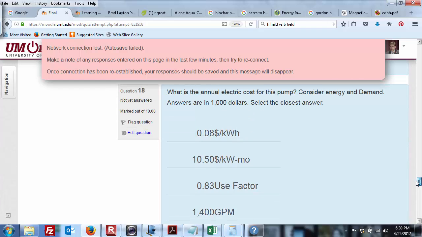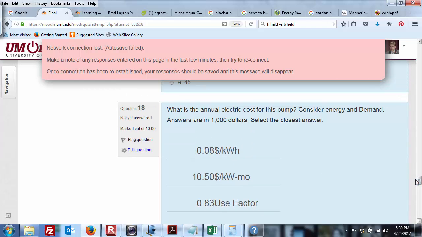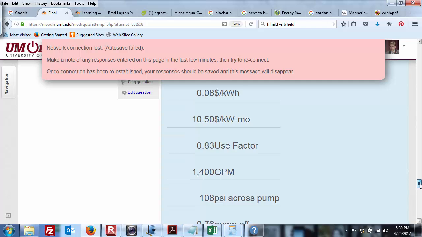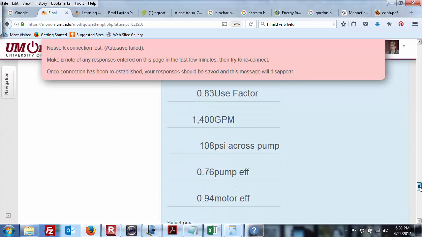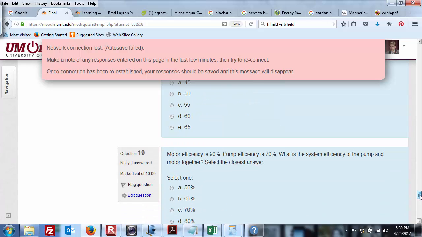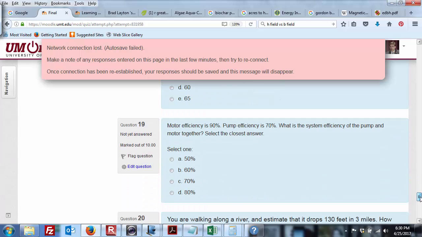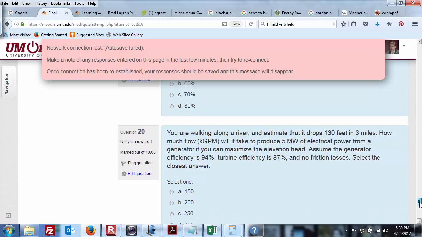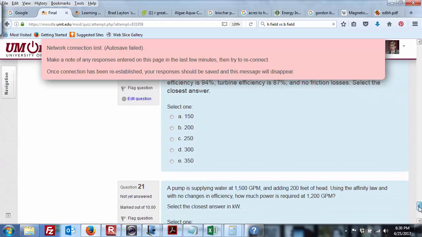17. What is the annual electric cost for this pump? Oh, so here's your cents for energy, kilowatt hours. You're using it 80-30% of the time, 1,400 gallons per minute, 108 PSI. There's the efficiency, motor efficiency. Okay, we'll do that. Motor and pump, so it's the product of those two. Cool, so 90% of 70. Get that. You're walking across a river. How many thousand will it take to, oh, that's a good one. So the generator, okay, we'll do that one too.